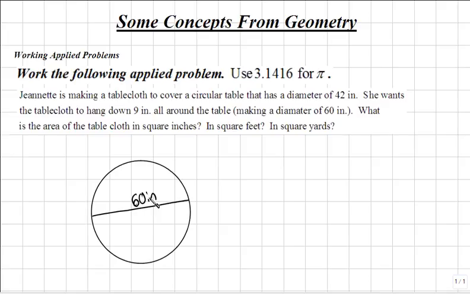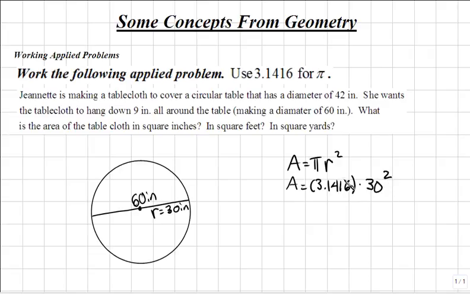Recall that the formula for the area of a circle is A equals pi times the radius squared, where two radiuses would make the diameter. So if two radiuses make the diameter of 60 inches, then half of 60 would be 30, and so we'll use a radius of 30 inches in our problem. So to find the area of our circle, we'll use area equals pi. We're told to use 3.1416 times the radius in this problem, which is 30 inches, so we'll write 30 squared.